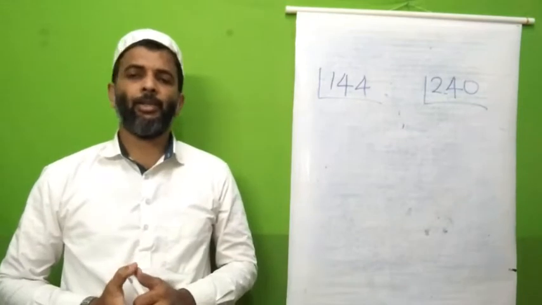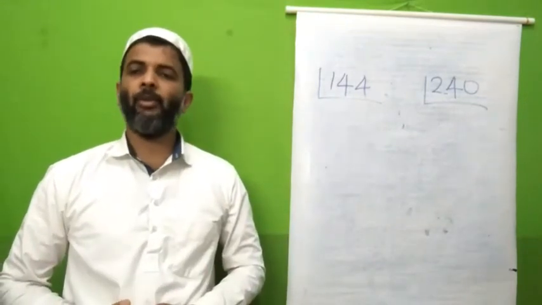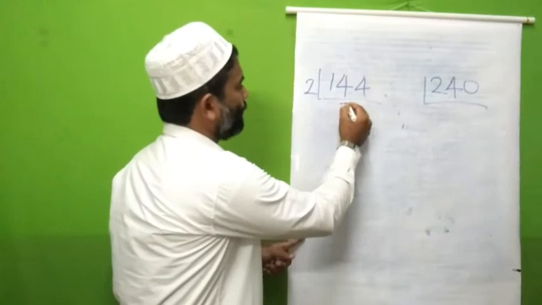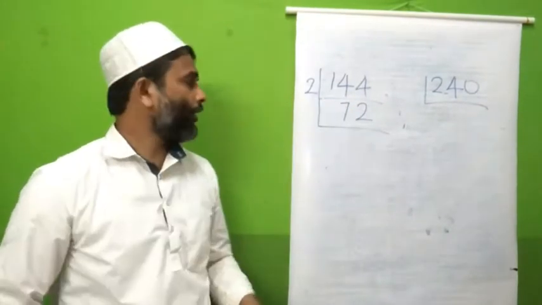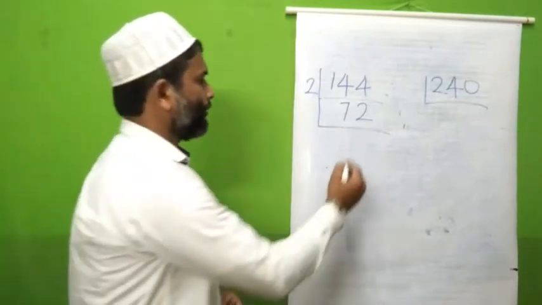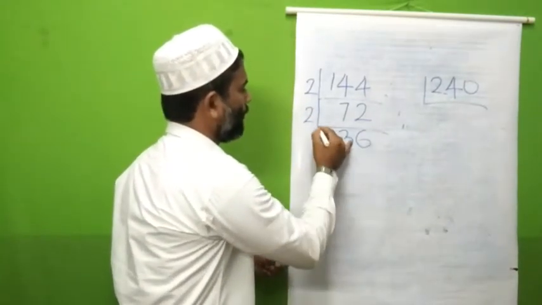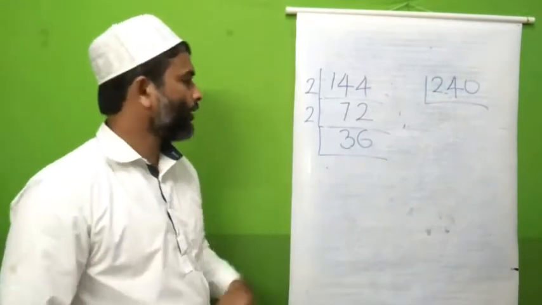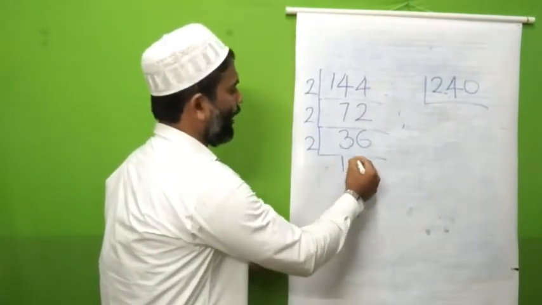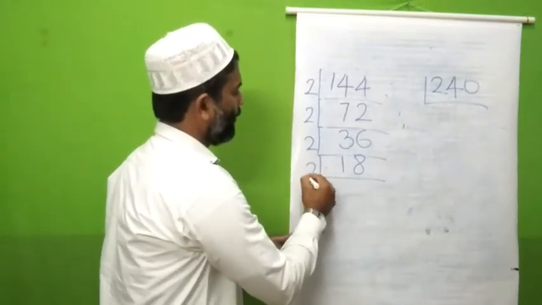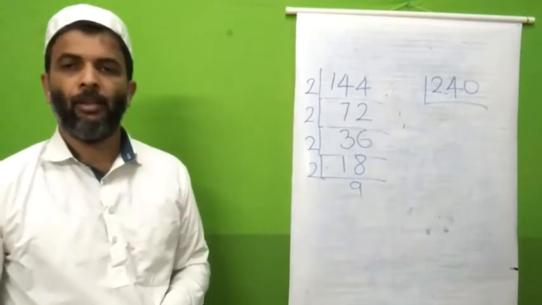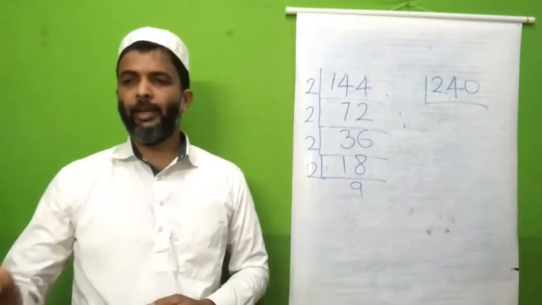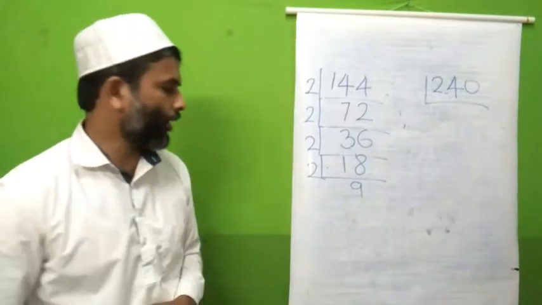First, find the prime factors of 144. Begin with the smallest prime number 2. 144 by 2, we get 72. Dividing 72 by 2, we get 36. Again, we divide 36 by 2. We get 18. Then again, we get 9. 9 is an odd number, can't divide exactly with 2. So, take the next smallest prime number, which is 3.